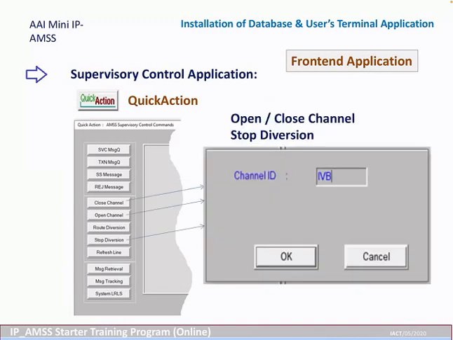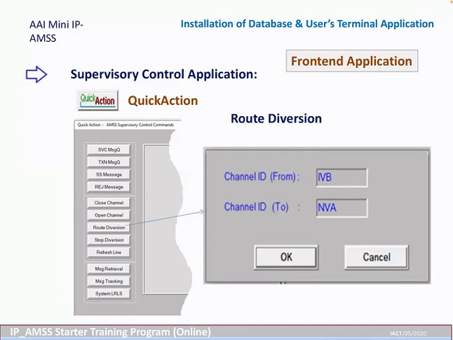Similarly, to close a channel, you just press close and give the channel ID, and that channel will be closed. Similarly, open channel is there, and route diversion. Earlier in ECIL MSS, to divert a route, we used to give a 4-letter code, like IVVQ or NVAQ, but in mini IPMSS only 3 letters are required. That is the channel ID. So to divert a route, you just give the channel ID and the channel from which you are diverting.